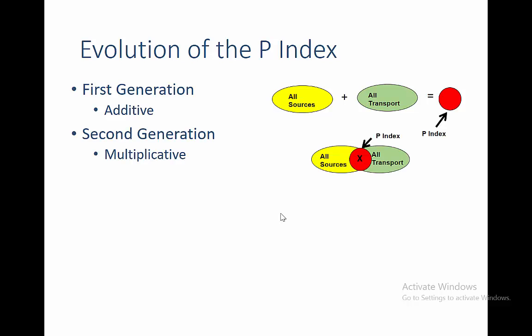Okay, I gotta go faster. All right. And then we had a generation where they said, you know what, I don't think that math is working out right. So I'm gonna take the source variables and multiply them by the transport variables. And that's gonna give us our P index score. And this is the state in which most states are at. Most states are in this multiplicative version of the index, source multiplied by transport.